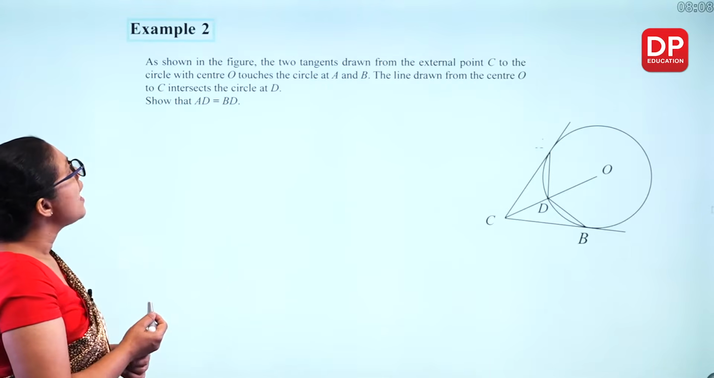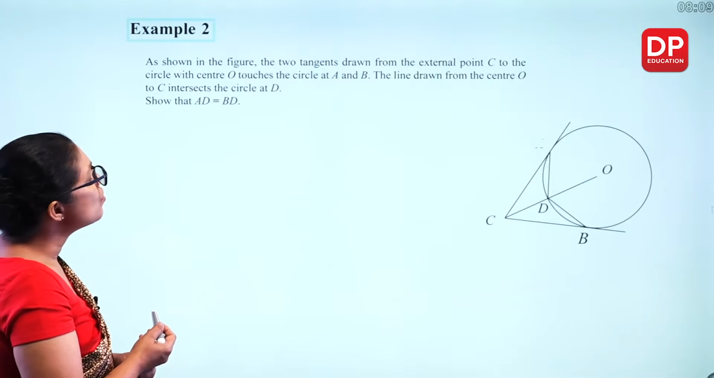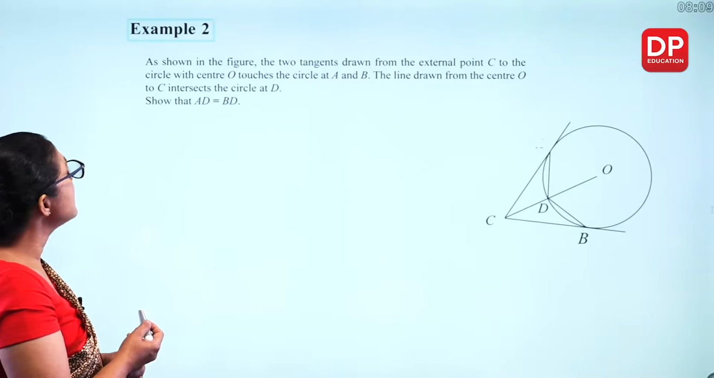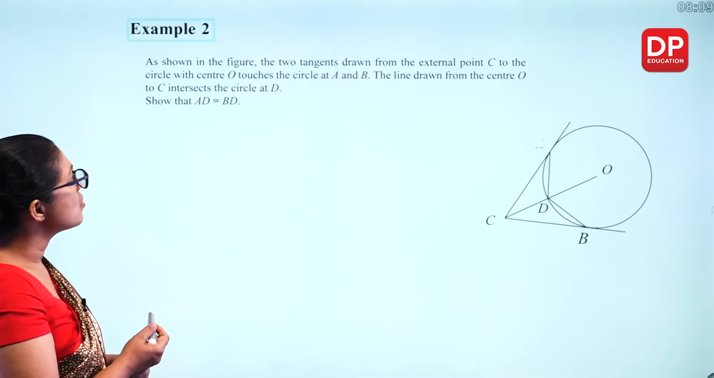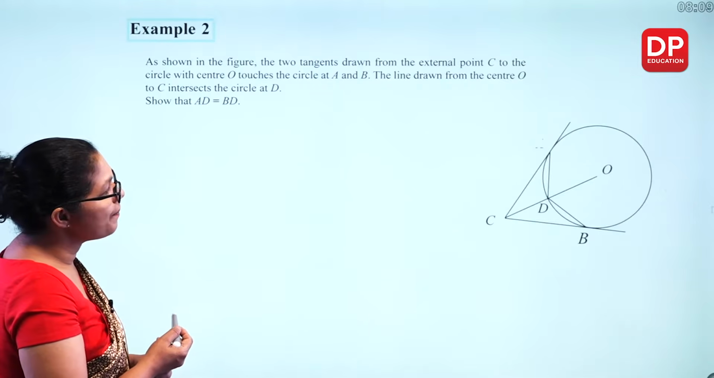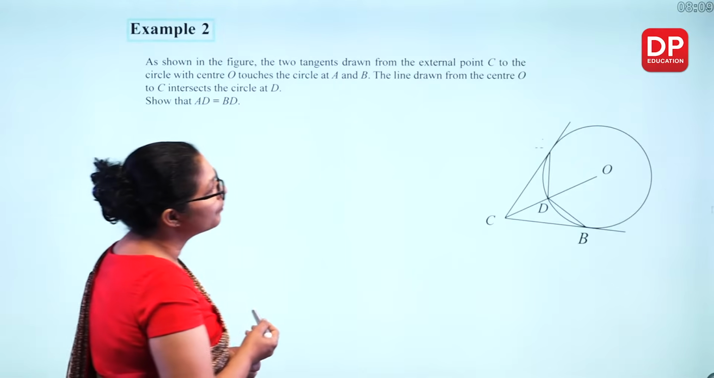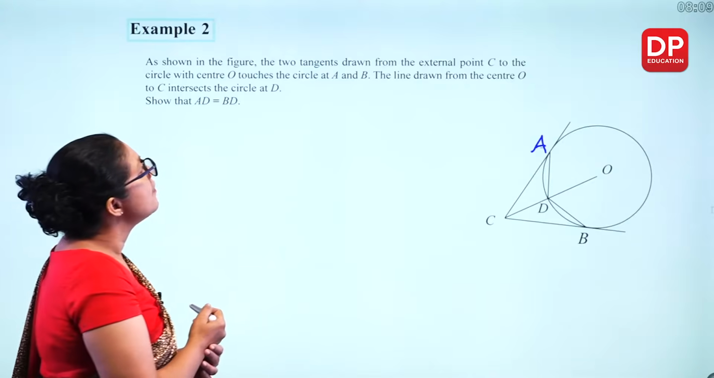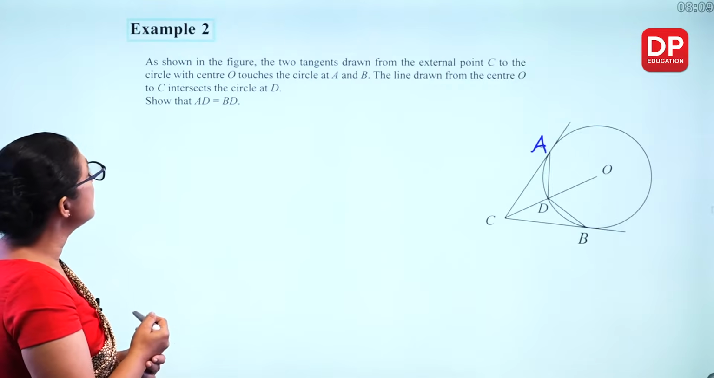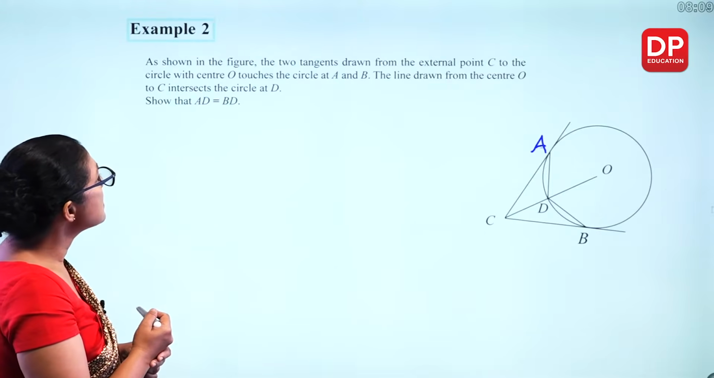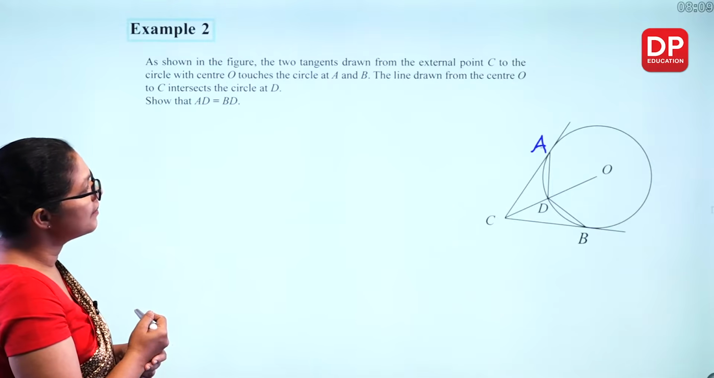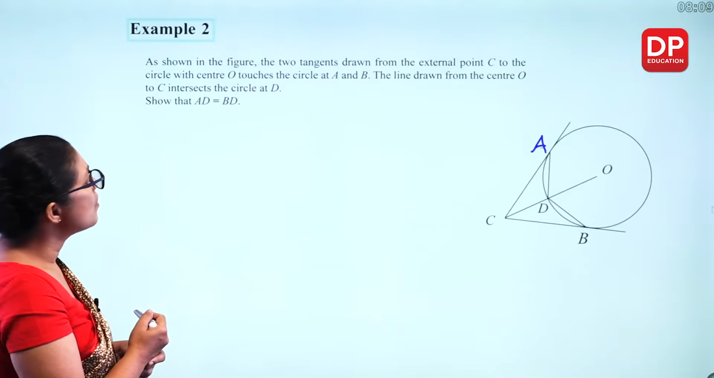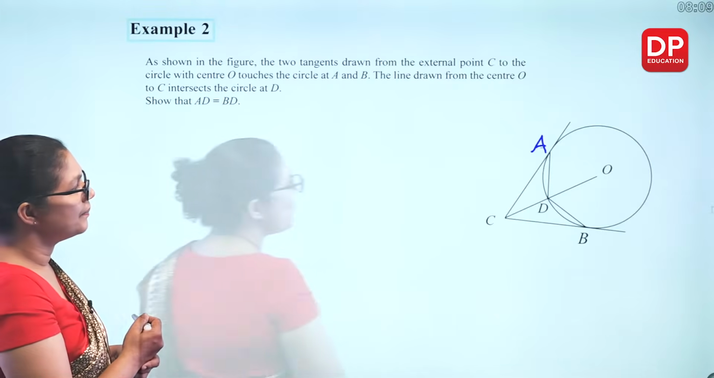Example 2. As shown in the figure, the two tangents drawn from the external point C to the circle with center O touch the circle at A and B. The line drawn from the center O to C intersects the circle at D. Show that AD is equal to BD.